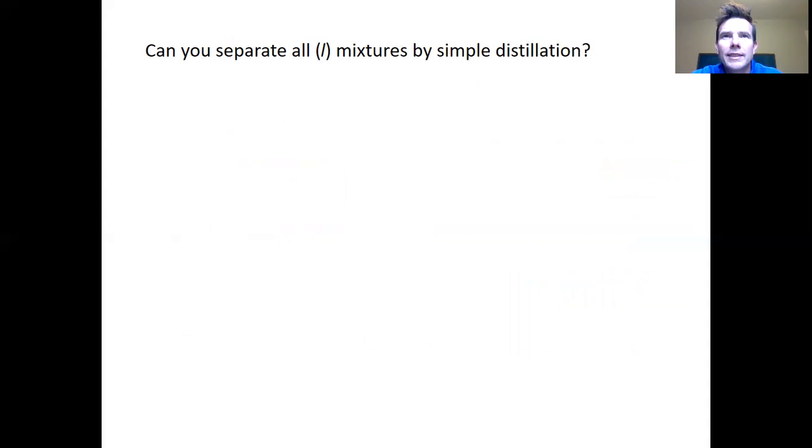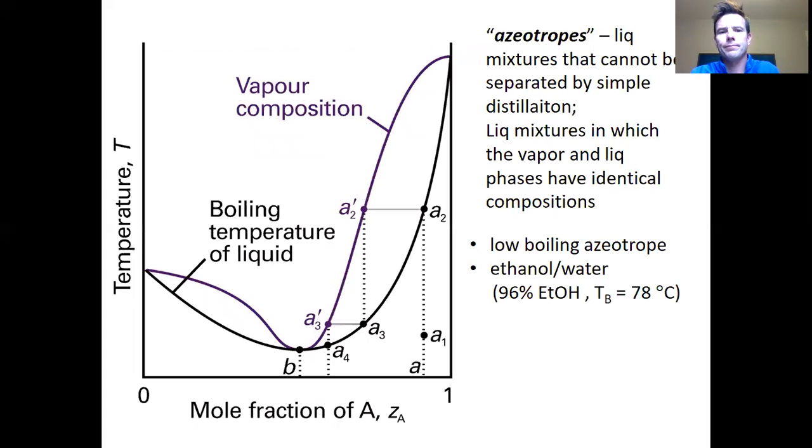This leads to one less interesting topic then, which is non-ideal mixtures. Everything we've been talking about up to this point has been an ideal mixture. And so the question is, can you separate all liquid mixtures by a simple distillation? And as you may remember from organic chemistry, the answer is a resounding no. You cannot. Mixtures that can't be separated by a distillation are called azeotropes. And in short, what they are are liquid mixtures in which the liquid and vapor have identical compositions.